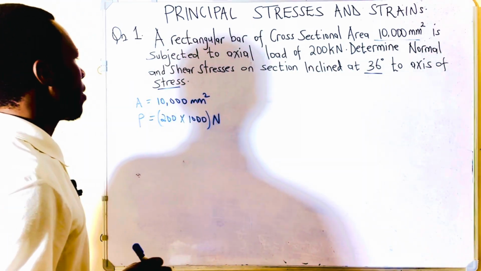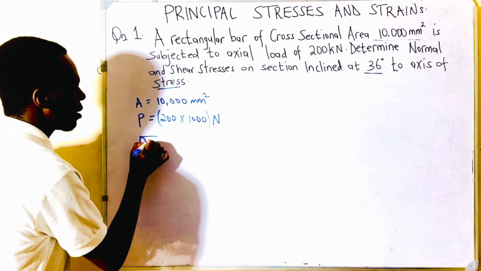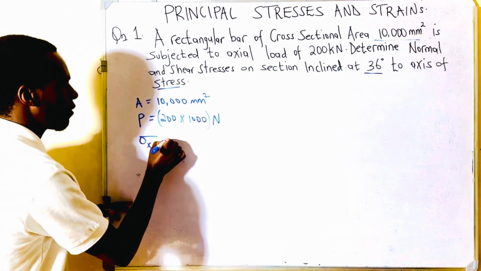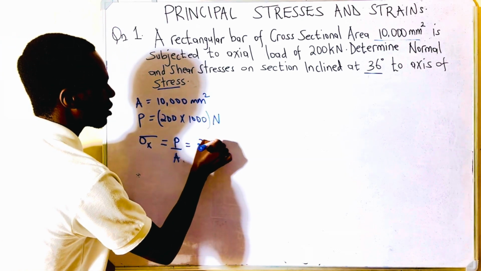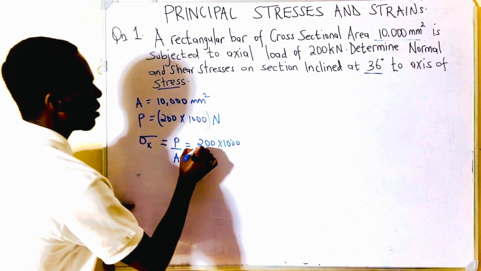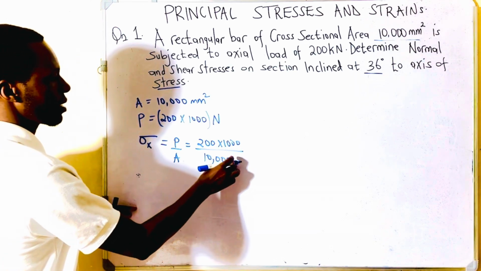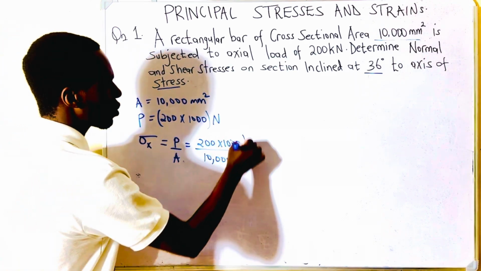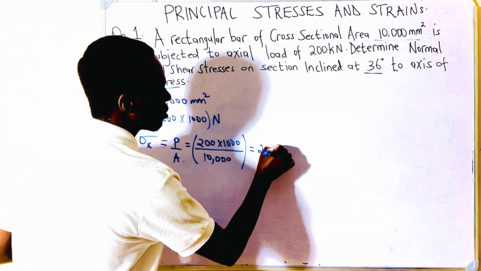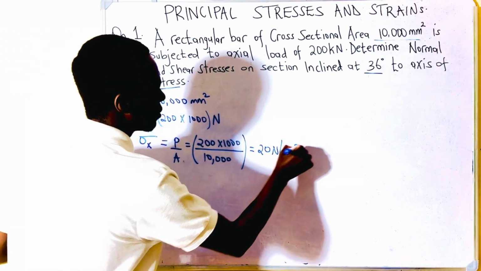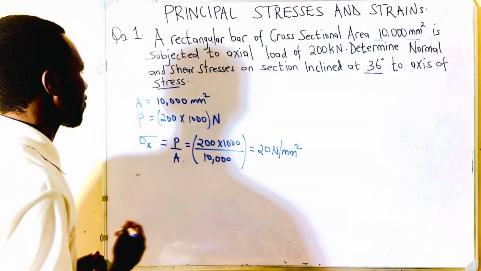This is very important. Now, first of all, given area and the load, we can calculate the stress. Stress is given by the formula load over area. So that means this is going to give me 200 times 1000, then I divide this by 10,000, which is the area. You realize that this and this will cancel, then this and this will also cancel. So we shall remain with 20 Newton per millimeter square. So this is now our stress, that is sigma x, as we did in the previous video.